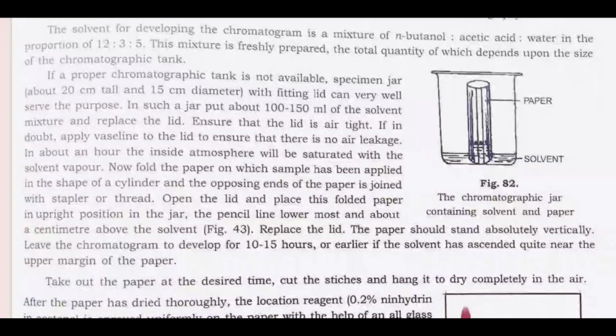If a paper chromatographic tank is not available, a specimen jar about 20 cm tall and 15 cm diameter with fitting lid can very well serve the purpose. In such a jar, put about 100 to 150 ml of solvent mixture and replace the lid. Ensure that the lid is airtight. If in doubt, apply Vaseline to the lid to ensure that there is no air leakage. In about an hour, the inside atmosphere will be saturated with the solvent vapor.